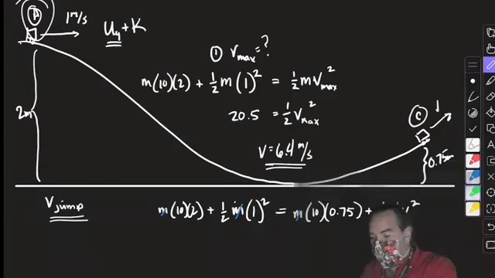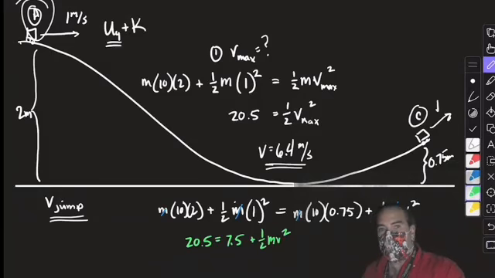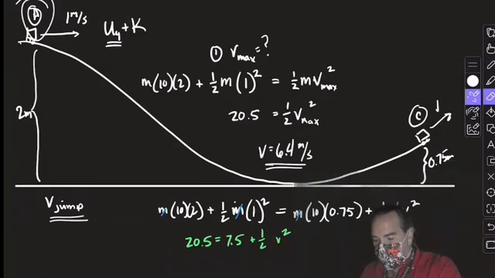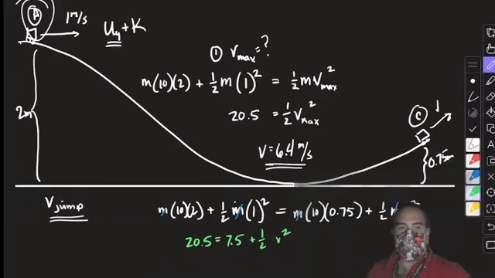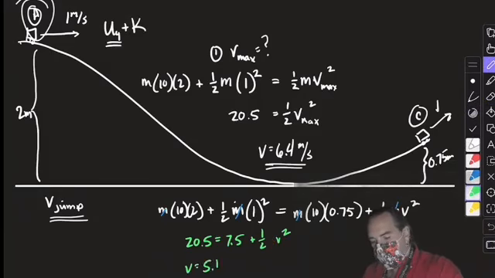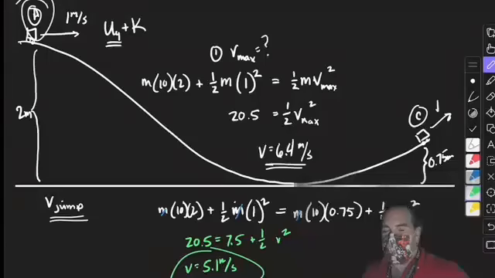And we still have our 20.5 on this side, but now we have 7.5 here plus 1/2 mv squared. So square root of, oh wait, there's no m. I already canceled the m there. So I think this comes out to be the square root of 26, which is just a little bit more than 5. Something like that. Now, if you're able to do these, I think you're going to be okay. Yes, ma'am.